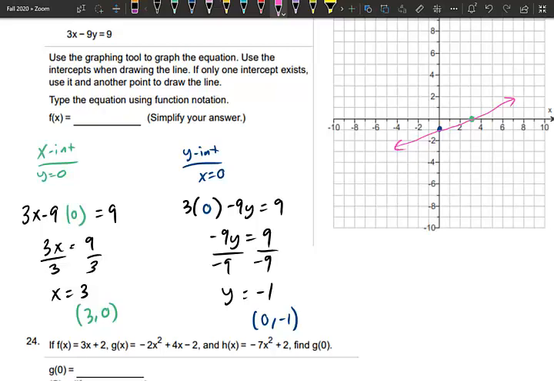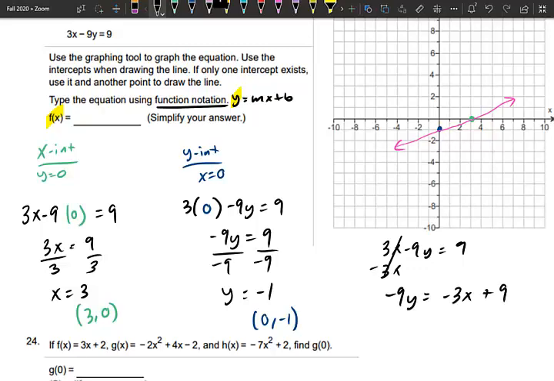Alright, let's write this using function notation. Function notation just means y equals mx plus b, but instead of y, we use f of x. That's it. So let's solve for it. We have 3x minus 9y equals 9. So I'm going to subtract 3x from both sides, and we have negative 9y equals negative 3x plus 9. Then we're going to divide everything by negative 9, so we have y equals 1/3 x minus 1. So let's put that: f of x equals 1/3 x minus 1.